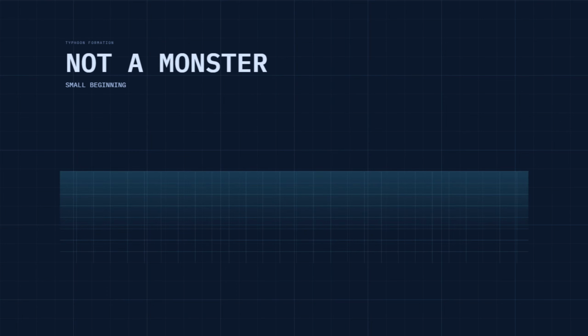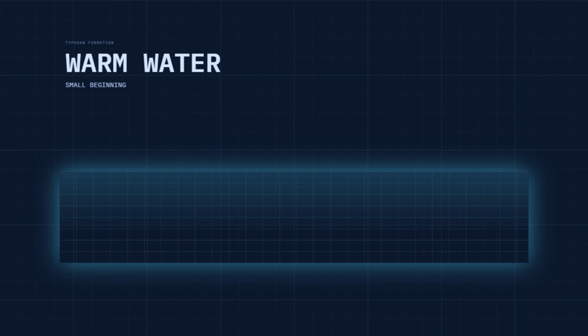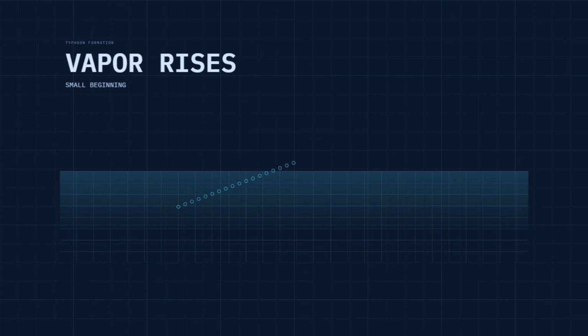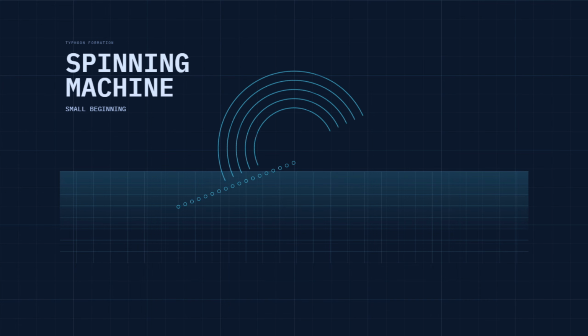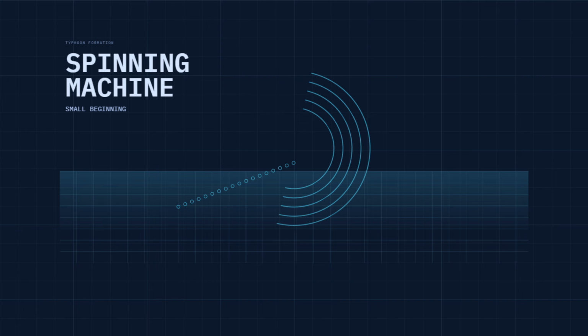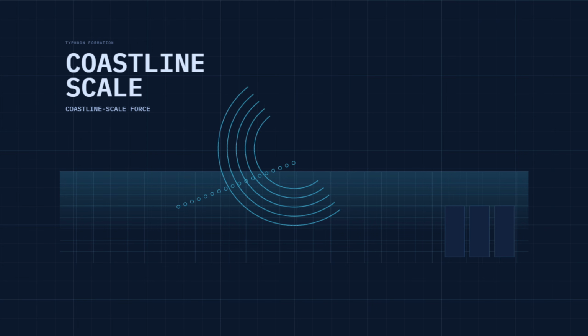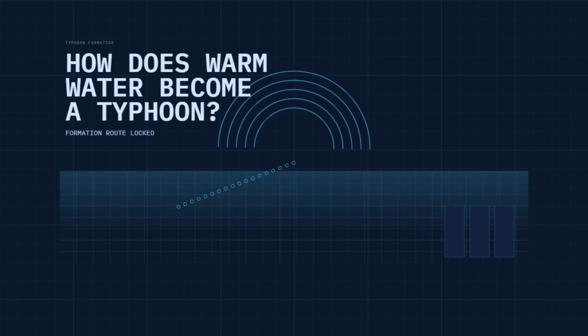A typhoon does not begin as a monster. It begins as warm ocean water. Then the ocean starts feeding the air above it. And if the atmosphere lines up just right, that small patch of vapor can turn into a spinning machine. One strong enough to lift the sea, rip apart trees, and shut down a coastline. So the real question is simple. How does warm water become a typhoon?